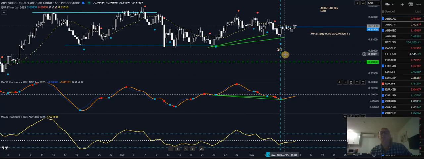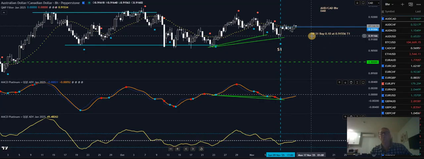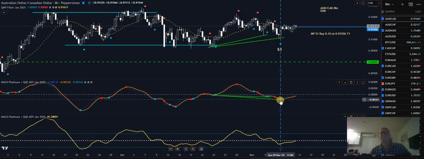So in this case, this is the AusCAD. I took a buy here. It was MP, it was a MACD Platinum trade, so we're ignoring the QQE. It's below the 0 level. There was hidden bullish divergence, so I took the buy. My target for those trades is the 0 level on the MACD Platinum.